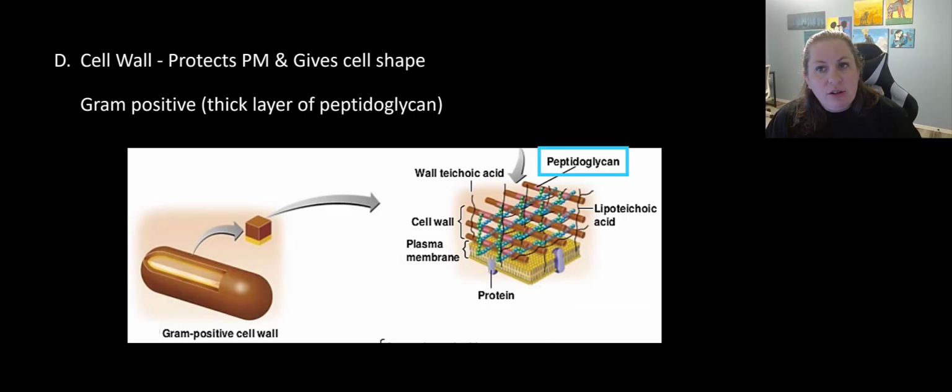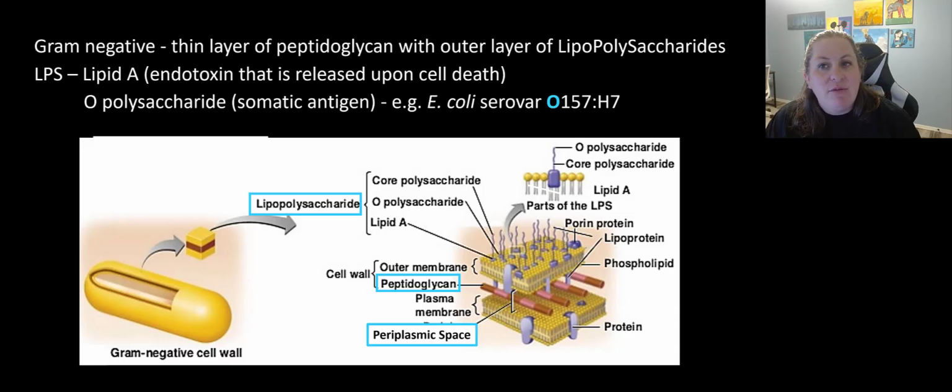So the next structure we want to look at is the actual cell wall. The cell wall protects the plasma membrane, and it gives the cell its particular shape, whether it's coccus, bacillus, or spirillum. We do see that if it stains gram positive, it has a thicker layer of peptidoglycan, which is kind of shown in the brown. This is going to allow it to hold on to the crystal violet stain, and the gram positives appear purple under the microscope.